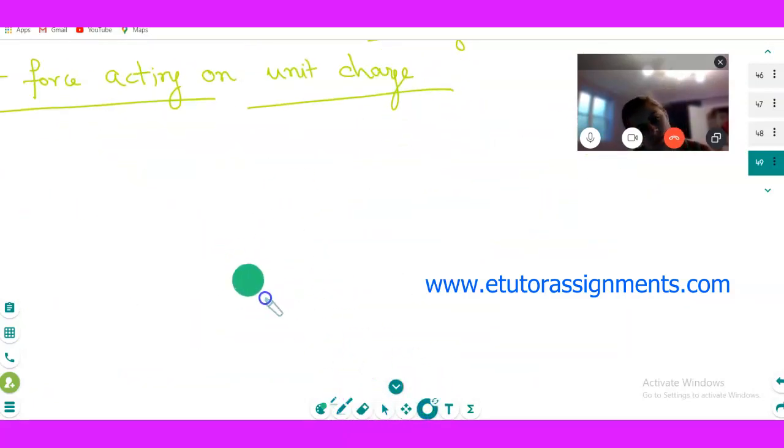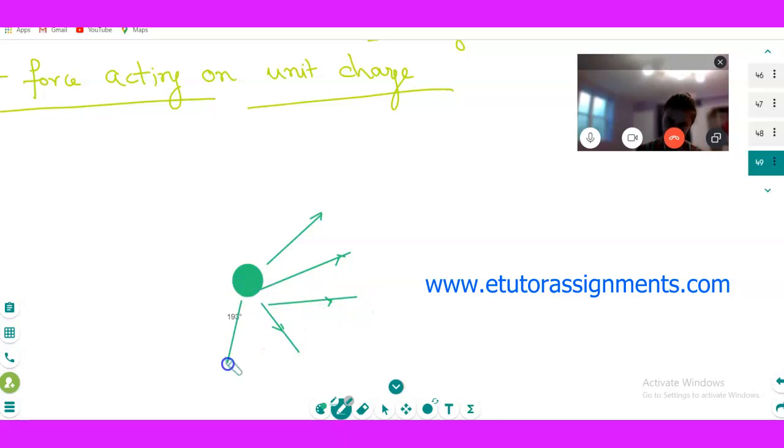Then how will you represent it in the diagram? Like the magnet, where we draw magnetic field lines, here what will we draw? The electric field lines. How will we draw the electric field lines? Not like this, but in all directions.